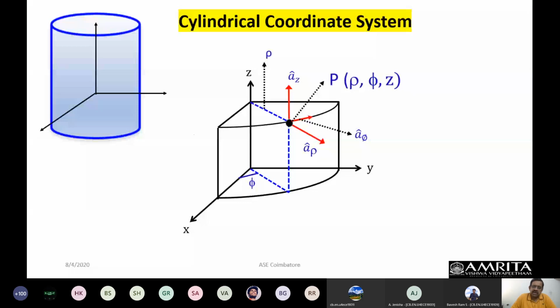cylindrical polar coordinate system, what you must understand is the unit vector direction is always along the increasing values of the coordinates itself. So the radius increases from origin along this direction. This is the positive quadrant. So the radius increases. Suppose if the point is located here, the radius is going to increase along that direction. So the direction of the unit vector is going to be along that. I will come to that shortly.